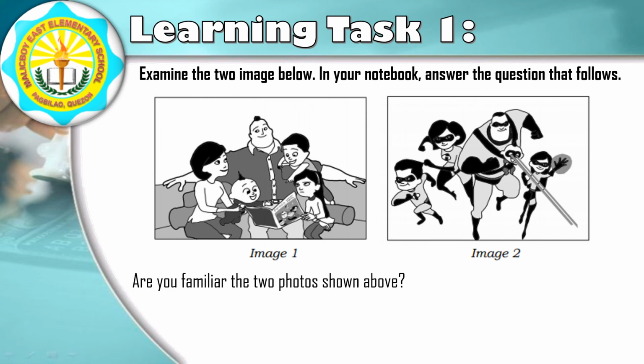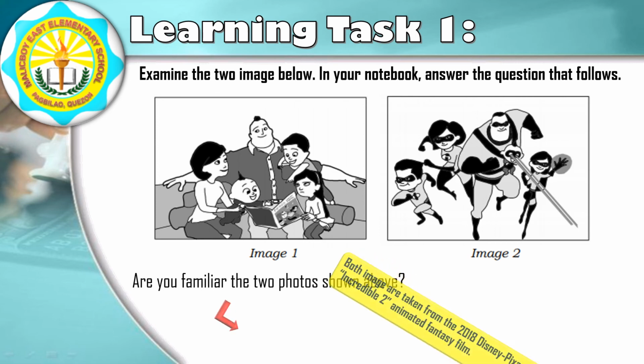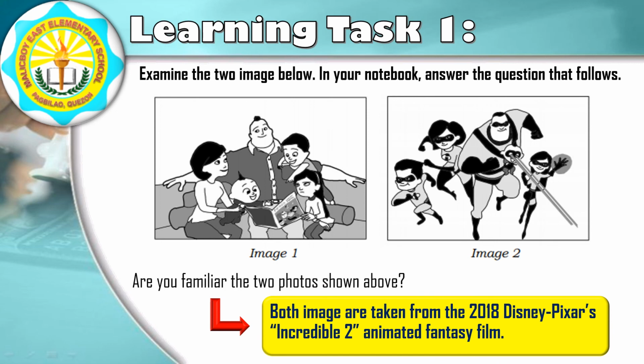Are you familiar about the two photos shown above? Familiar ba kayo o nakita nyo na ba tong picture na to? Yes. Di ba ito yung movie na The Incredibles? Sila may mga powers, right? So, some of you might be familiar and some of you might not. So, yung iba alam, yung iba hindi. That's okay because we are just basing on this picture. Both images are taken from 2018 Disney Pixar's Incredibles 2 animated fantasy film. So, fantasy film siya.